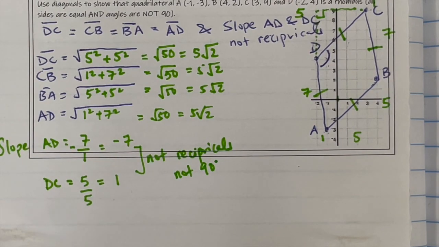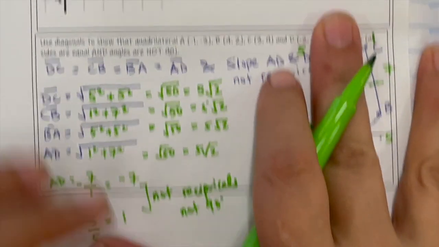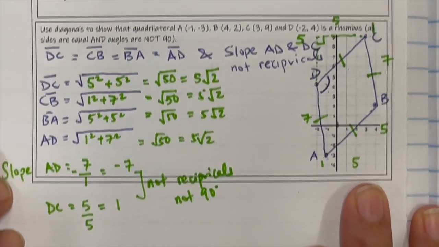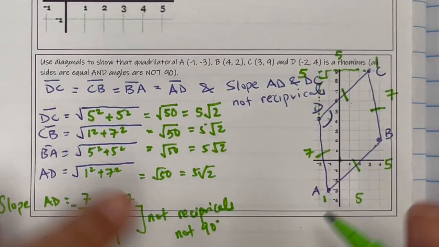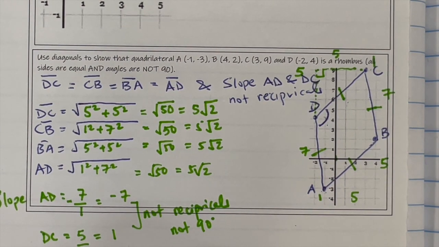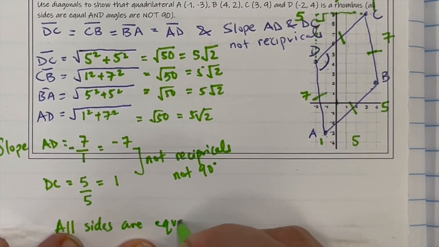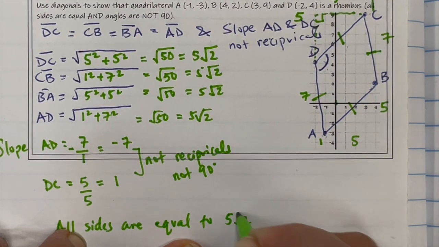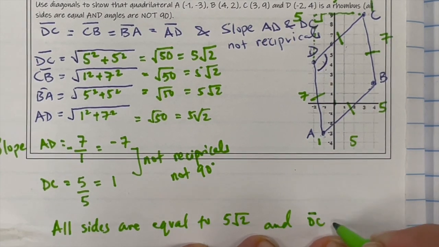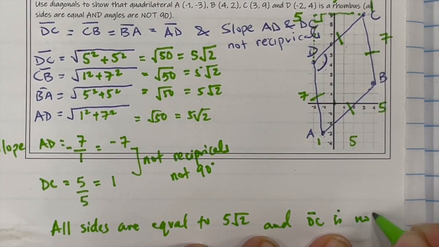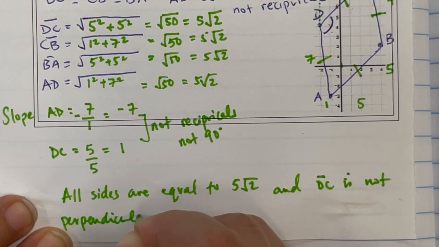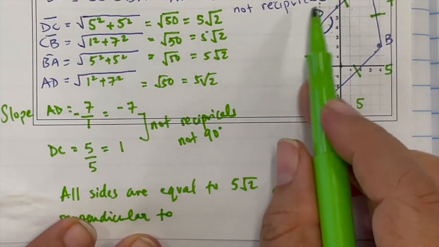All right, so I just proved that this is a rhombus because, and now here's my concluding sentence, stating what you have proven and why it's true. So here's my concluding sentence. It is a rhombus because all sides are equal to 5 radical 2, and DC is not perpendicular to AD.